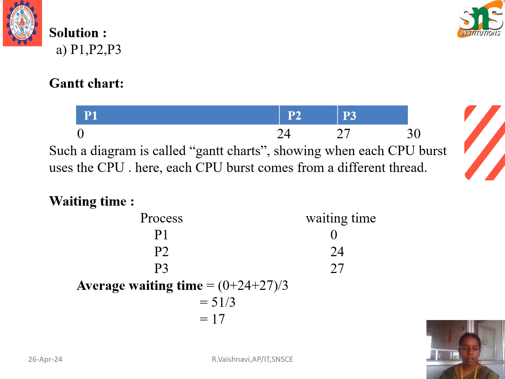Next, we have to calculate the waiting time. Here we write the processes and the waiting time. For process 1, the waiting time is 0. For process 2, the waiting time is 24. For process 3, the waiting time is 27. For calculating the average waiting time, we add these three waiting times and divide by 3. Here we have 51 divided by 3, that is 17.